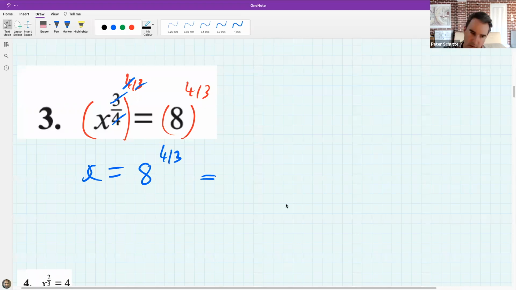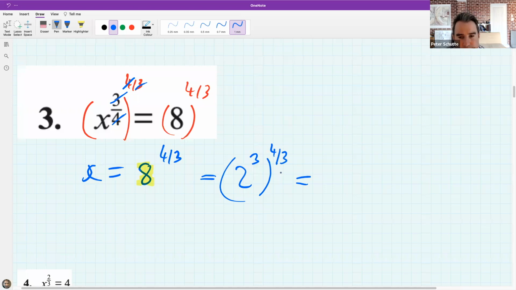So I said x to the power of 3 over 4 raised to the power of 4 over 3 is equal to 8 to the power of 4 over 3. And then I'm just going to go where you left the answer. So I changed 8 to its prime base, 2 to the power of 3. So I said 2 to the power of 3 is raised to the power of 4 over 3. And then I cancelled the powers, which is 3 and 3, and I was left with 4. And I said 2 to the power of 4 is equal to 16. Therefore, x is equal to 16.